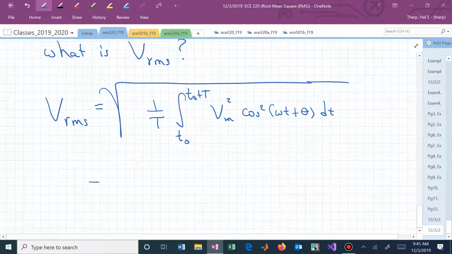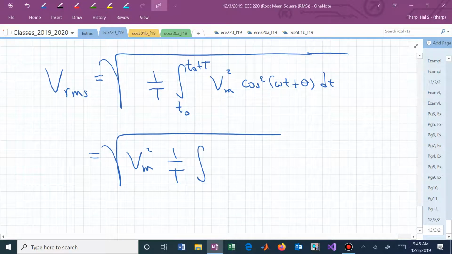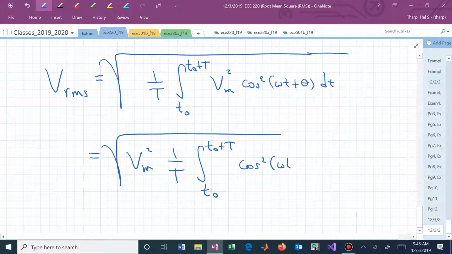Let's now rewrite that. Let's just pull the v sub m out. That's constant. That doesn't depend on time. We can pull that outside or in front of the integral. We now have v sub m squared times 1 over T, integral of t sub 0 to t sub 0 plus T of cosine squared of omega t plus theta dt.